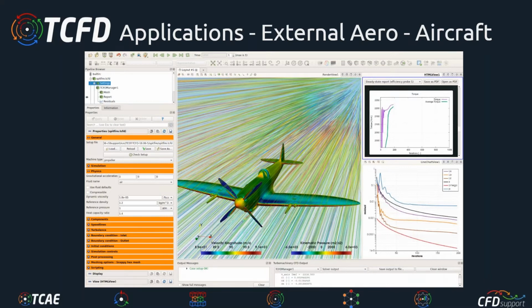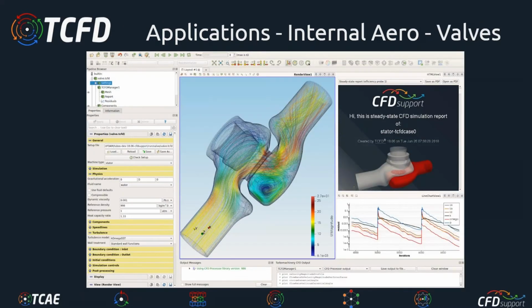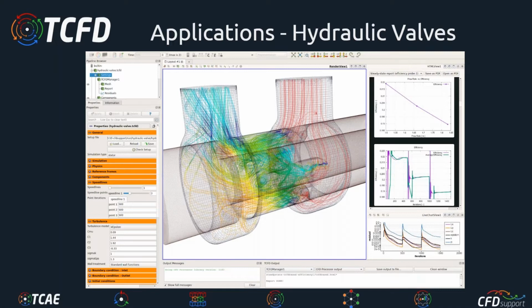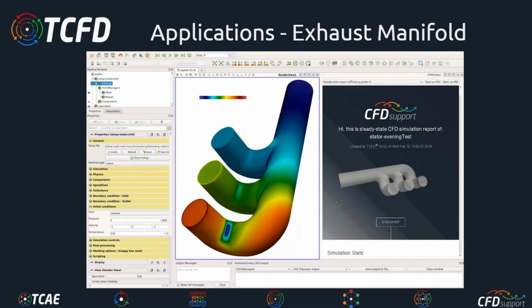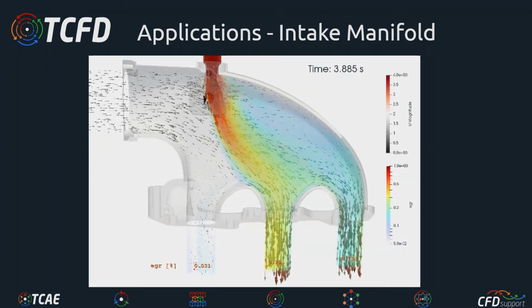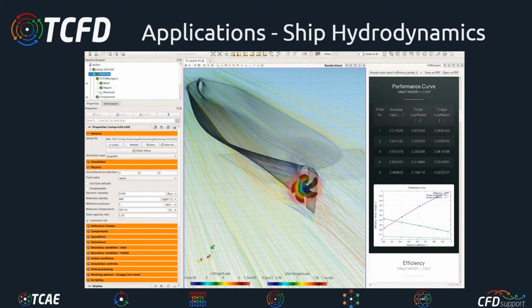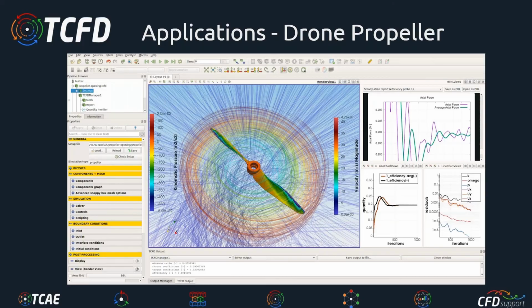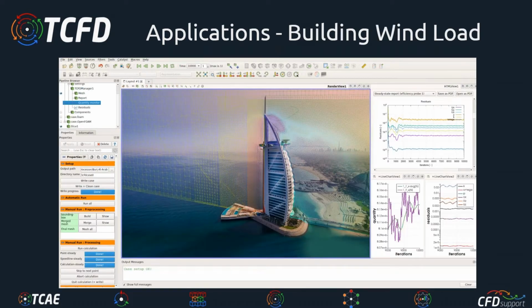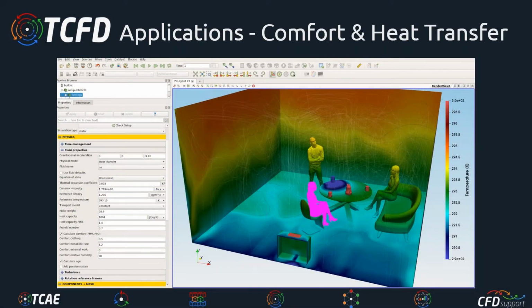Nowadays, TCAE can also simulate internal aerodynamics, for example, all kinds of valves, water valves, hydraulic valves, or various exhaust manifolds or intakes, or piping systems. TCAE also shows fantastic performance for simulating water propellers, ship hydrodynamics, and air propellers, or even wind load acting on the surface of a building. And last year, TCAE was extended by capabilities of heat transfer and then human comfort simulations, for example.